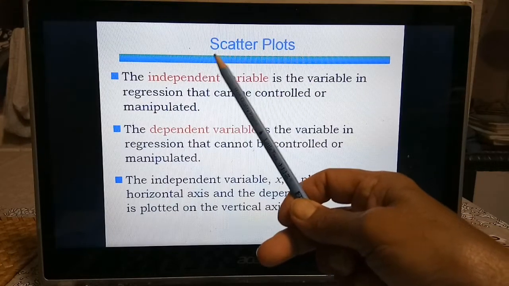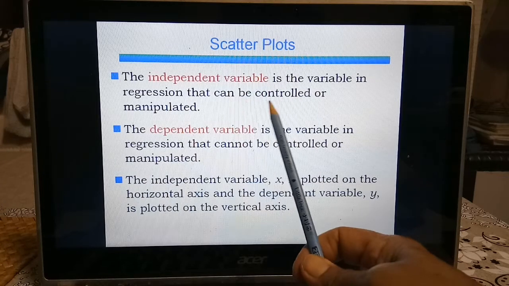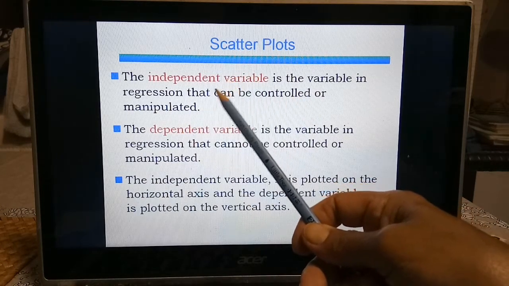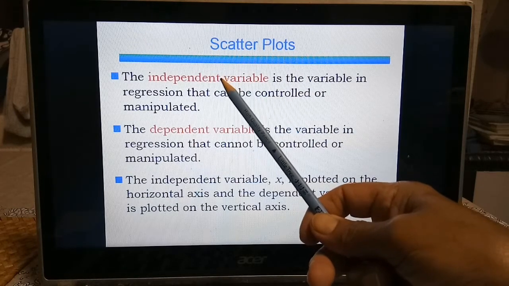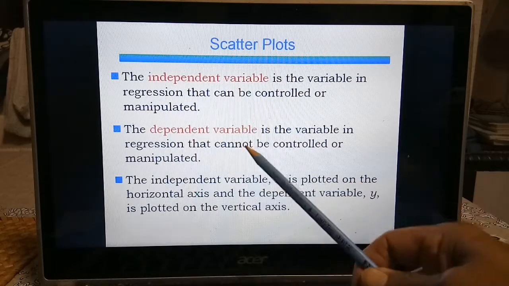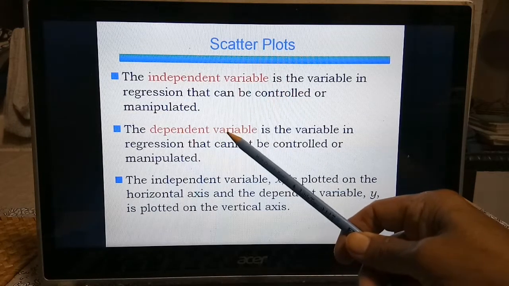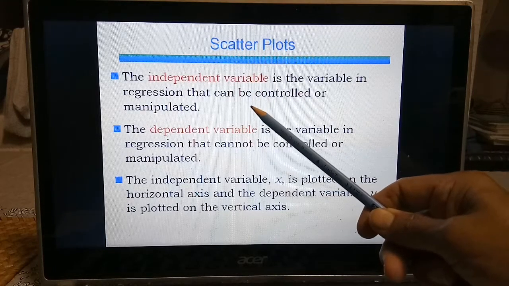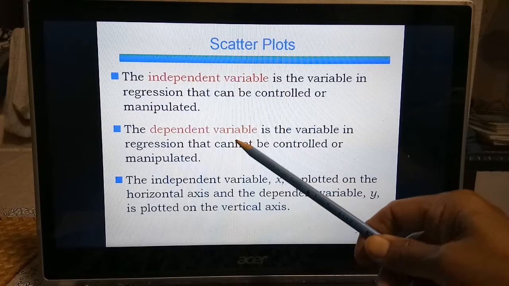Okay, for scatter plots, the independent variable is the variable in the regression that cannot be controlled or manipulated. So independent variable ni is normally nilai yang kita berikan, nilai observe. So kita tak boleh control dia, it's already there. Okay, the dependent variable is the opposite of the independent variable, sebab values of the dependent variable depend on values of the independent variable. Normally independent is X values, dependent variable is Y values.